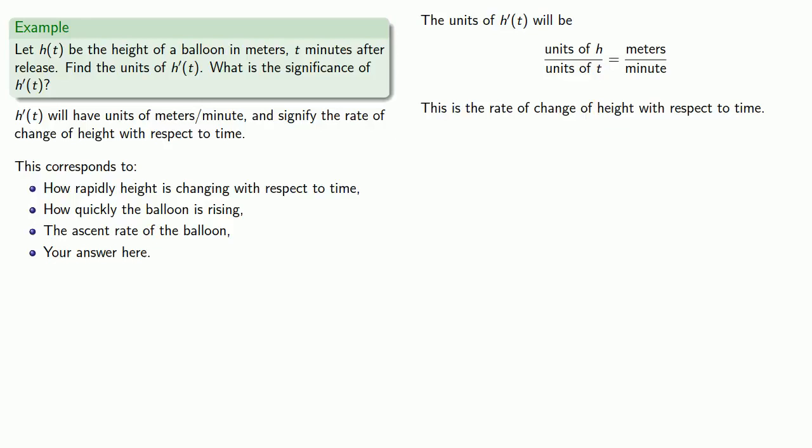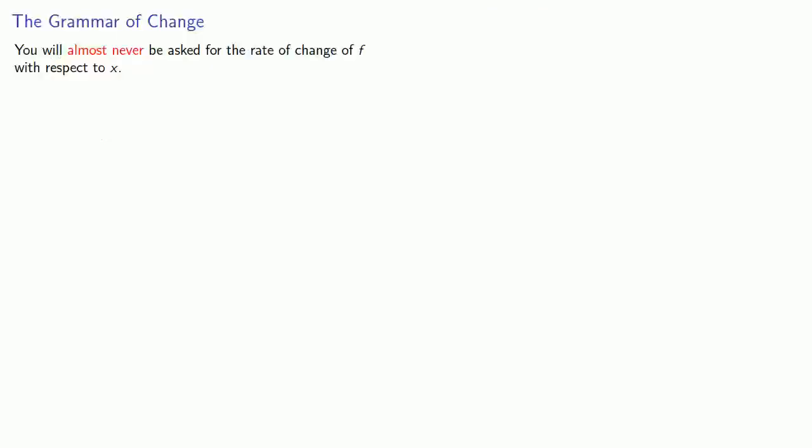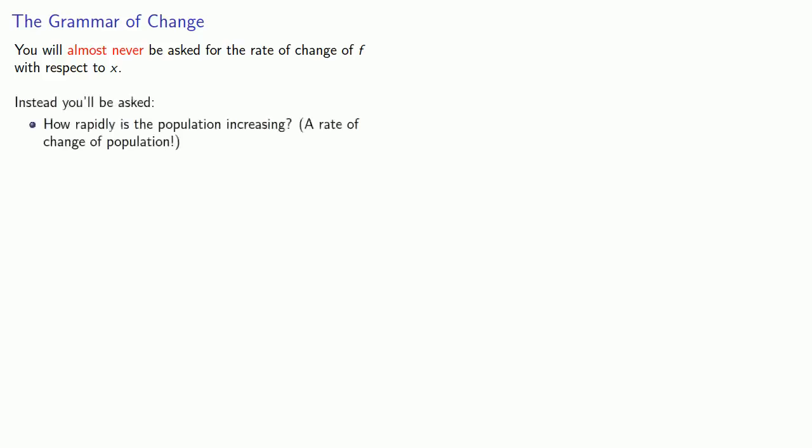The reason that it is useful to come up with these other answers when working this problem is that you will almost never be asked for the rate of change of f with respect to x. In fact, it's more likely that someone who wants to know an instantaneous rate of change will ask a question that does not have the word instantaneous, rate, or change. For example, we might be asked something like, how rapidly is the population increasing? And this is a rate of change of population. Or we might be asked, how fast is the rocket moving?